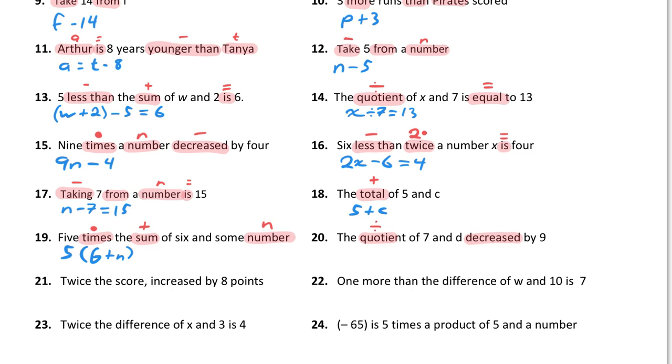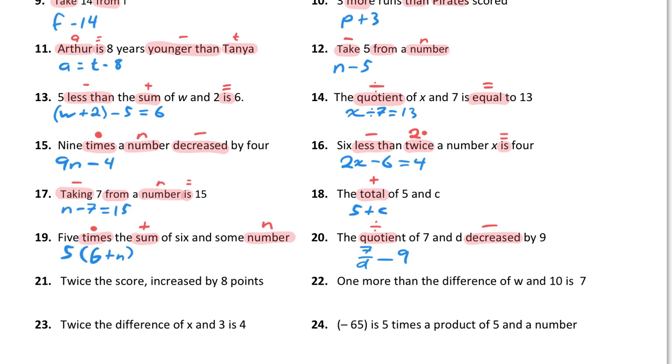Quotient is division, decreased by is subtraction. So the quotient of 7 and d, so let's write this down, 7 divided by d, and then decreased by 9. And there you go.